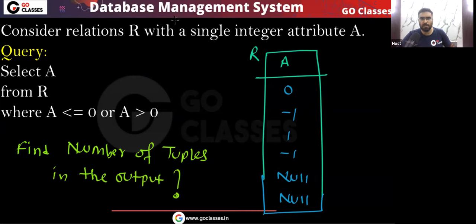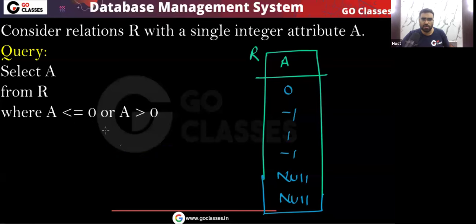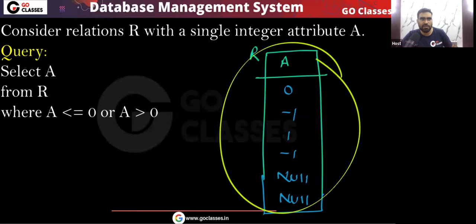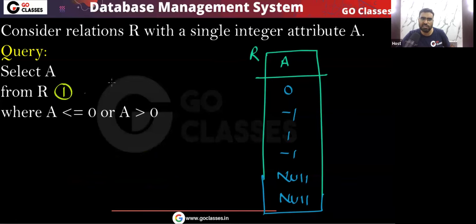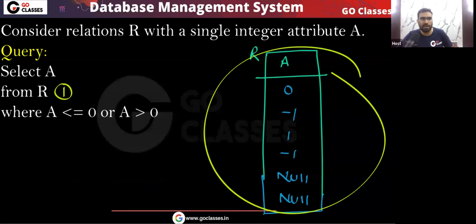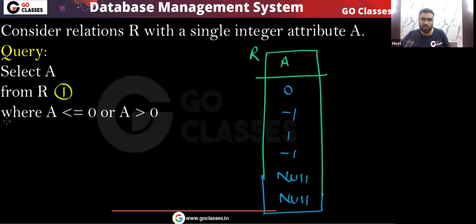So tell me, what is that? Number of tuples in the output. Pause the video, write your answer in the comments. So let's see. So very simple. From R, this is the table R. This is the conceptual evaluation step number one. Yes or no? Step number one from R. So this is your table R. Very simple. Next, step number two is this.